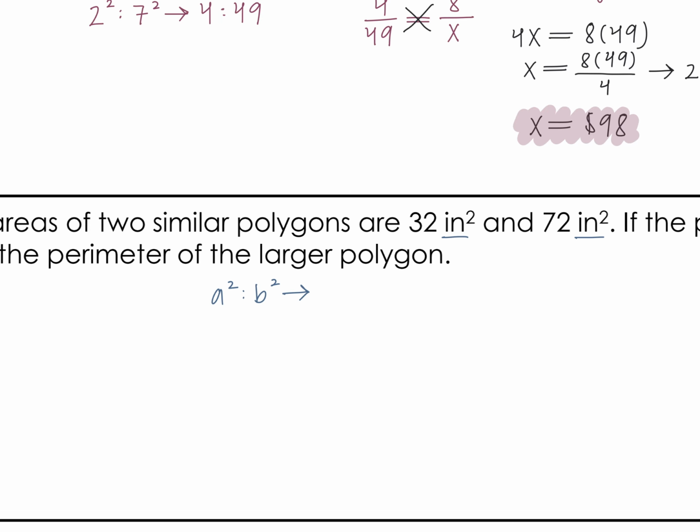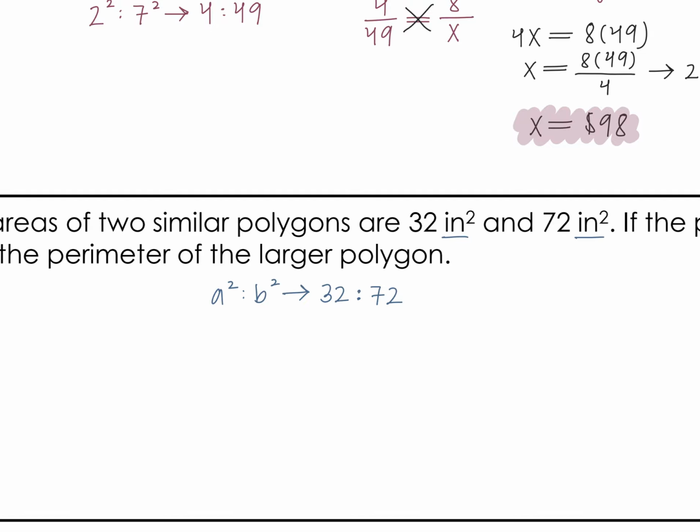And just a common mistake: when I plug this in, make sure you are not squaring that 32 and 72. Looking at their units, notice that they are already squared, so that is your A squared and that is your B squared. And what's going to be very helpful here is to reduce. If you reduce, you are probably going to get some nicer numbers to then take the square root of.